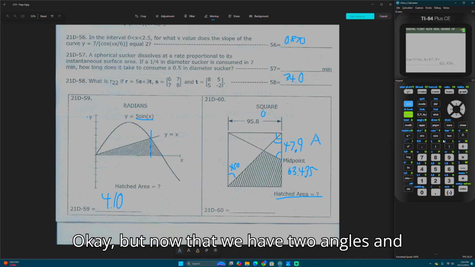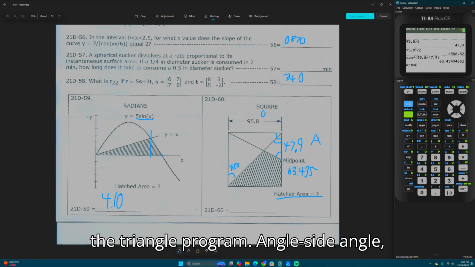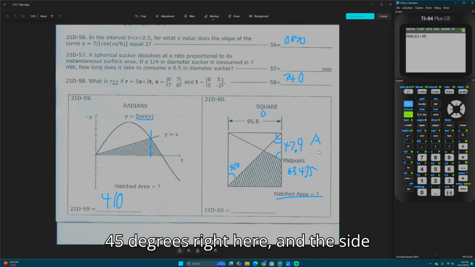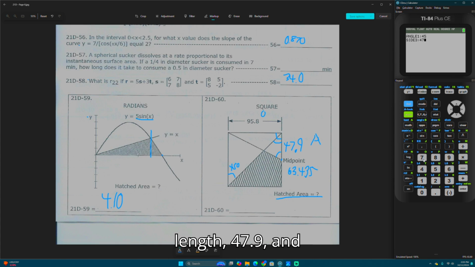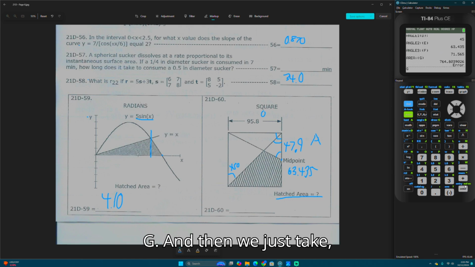I just do it because I want to understand my thought process and that y'all could see it too. Okay, but now that we have two angles and we have the side length, we just use the triangle program. Angle, side, angle, 45 degrees, right here. Then the side length, 47.9, and 63.435. Okay. Now we know what the area is, so that's saved under G.